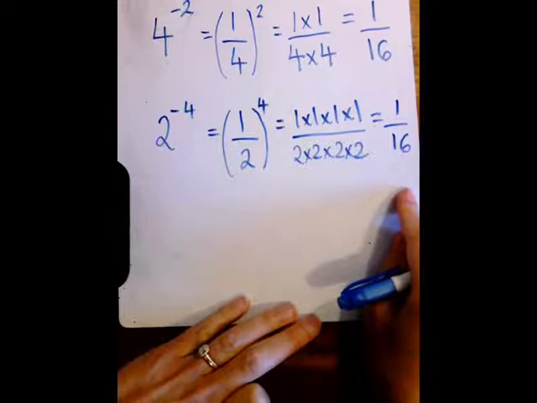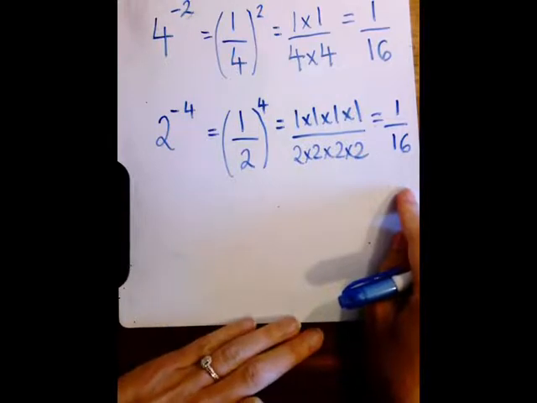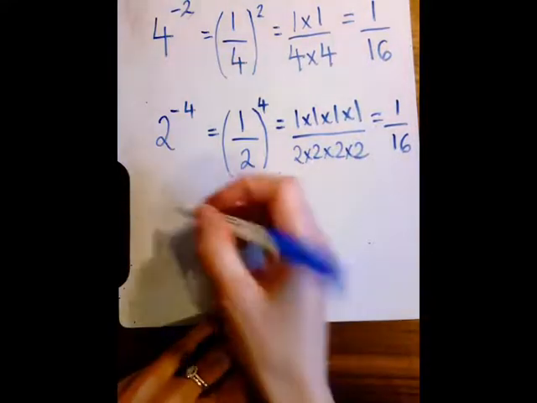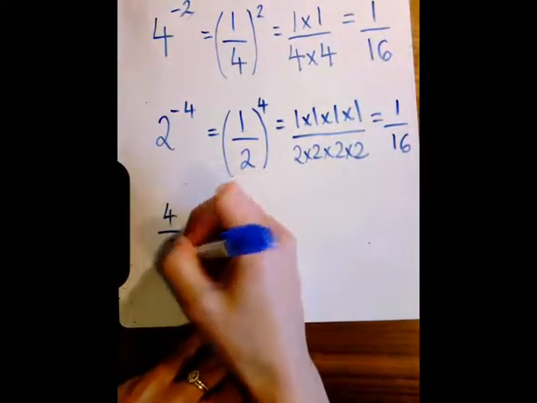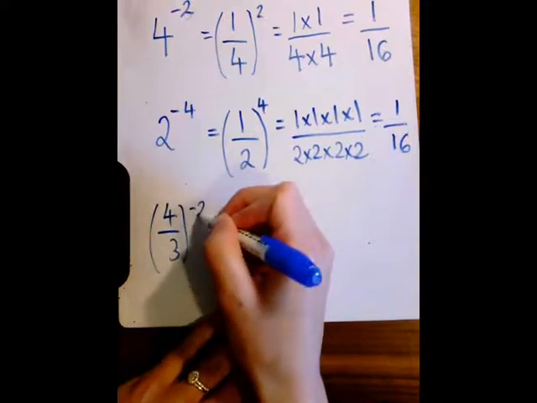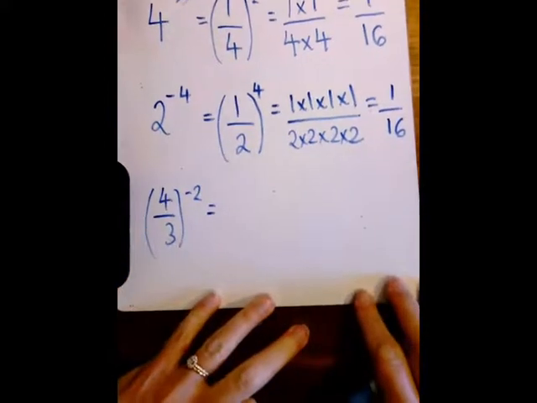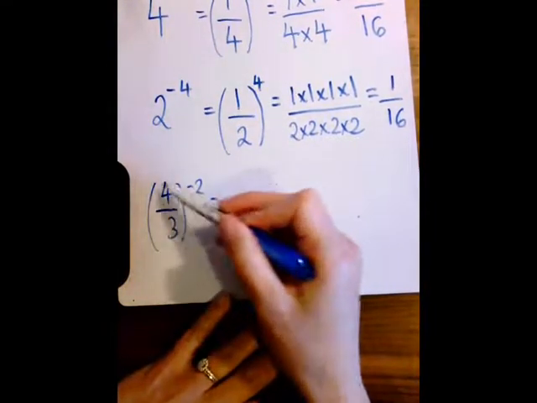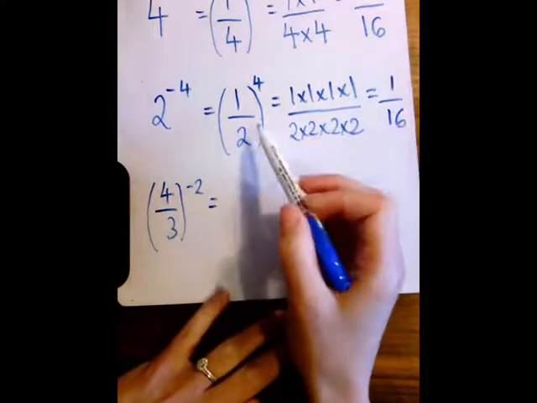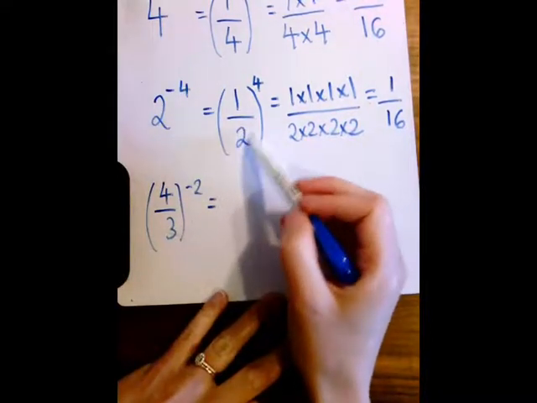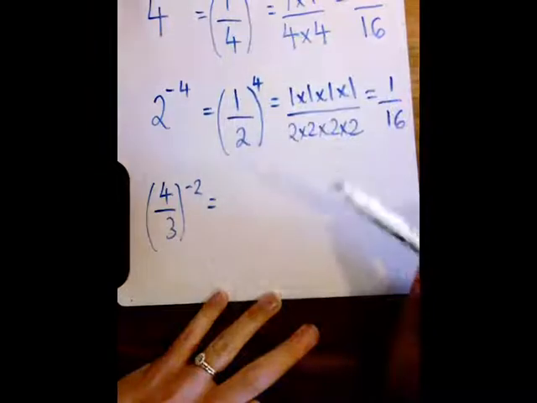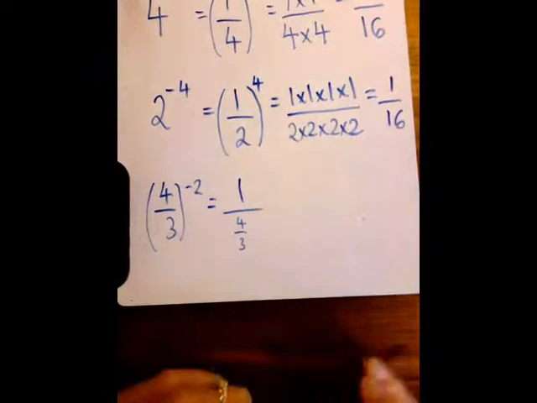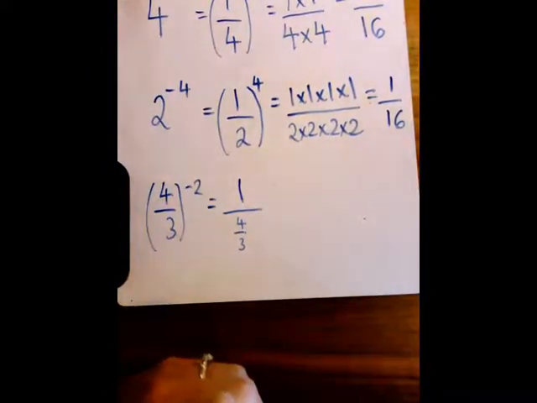Now you can also do this for fractions. Okay, so for example, let's try 4/3 to the negative 2. Now remember, we start off by making sure we've got the reciprocal of this value. Now on the other ones it was quite simple because 1 divided by the number just made it into a fraction. But if I write 1 divided by 4/3, it doesn't quite look as nice.